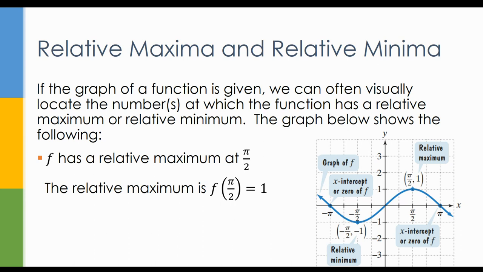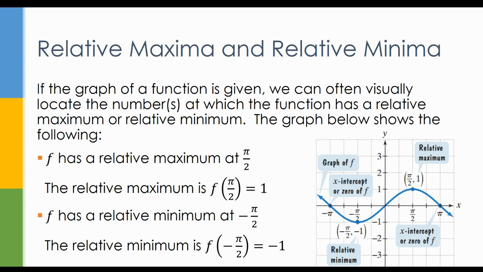It says f has a relative maximum at pi over 2. So notice that that's a value that is on the x-axis. Well, why is it a relative maximum? Well, if we're looking at that x value, I happen to see the function, there's a curve to it, making that point the highest point surrounding all the other points by it. So we say that we have a relative maximum. The relative maximum is f of pi over 2 equals 1. The reason why it equals 1 is because that is the y value for which the pi over 2 is my x.